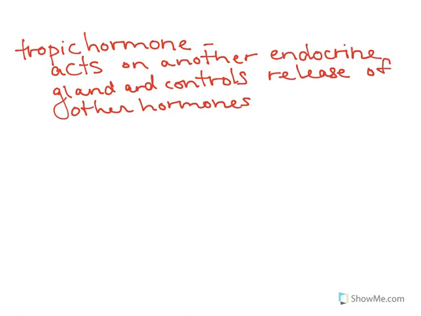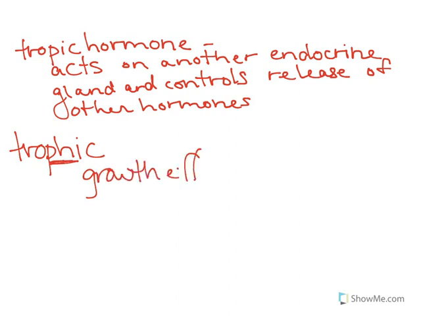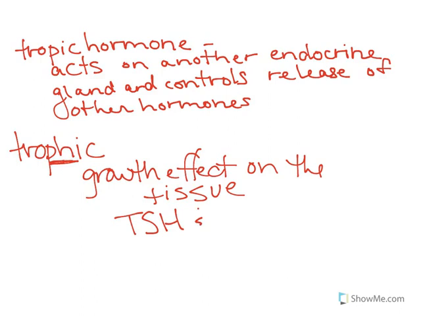Now, while I'm here, I will also define the term trophic. If you have a hormone that's referred to as trophic, with a pH, it has a growth effect on the tissue. I'll give you two examples of trophic hormones, and that would be TSH and ACTH. Now, these are not produced by the hypothalamus, though. Those are produced by the anterior pituitary gland. So you have tropic hormones, you have trophic hormones.